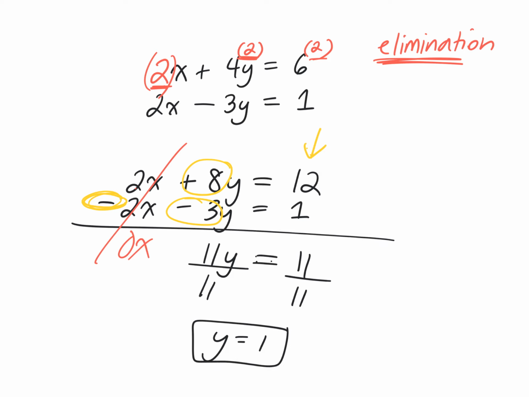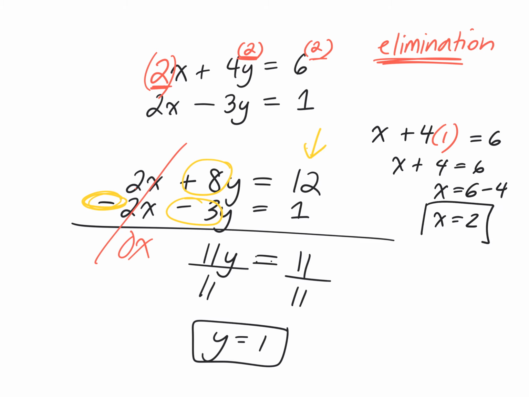Which equation do you want to plug that value into? I'm going to plug it into the first one. Sure, because x already has a coefficient of 1. x plus 4 times 1 equals 6. So x plus 4 equals 6. x is equal to 6 take away 4. So x is equal to 2. Therefore, the point of intersection is (2, 1).